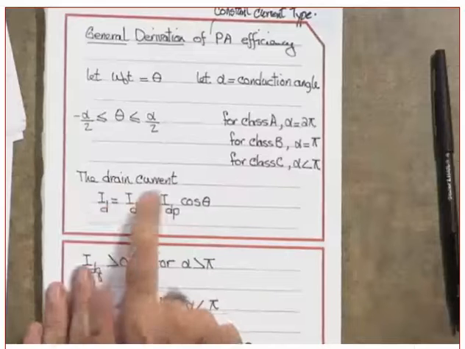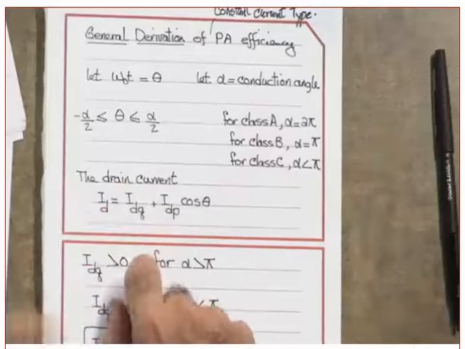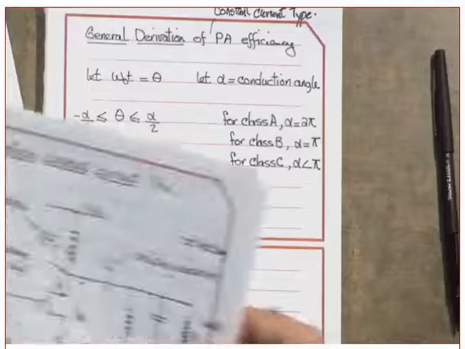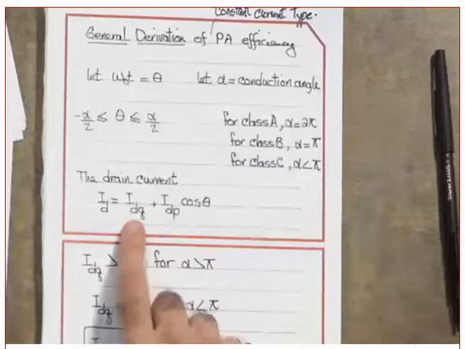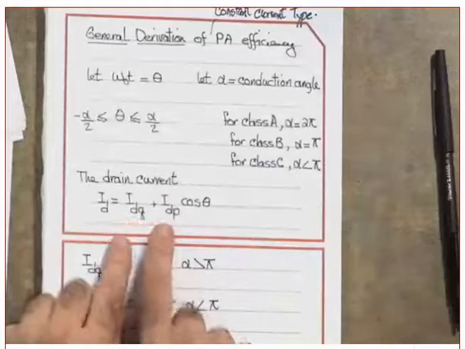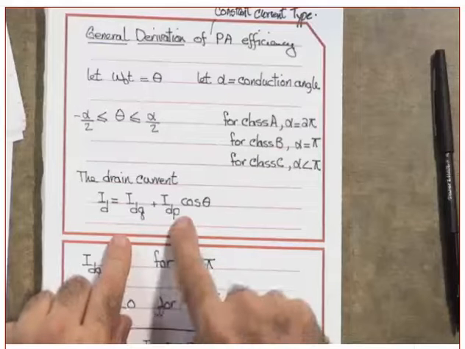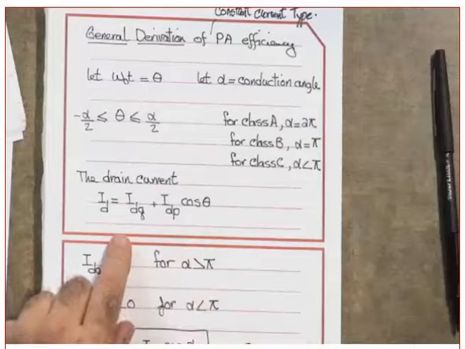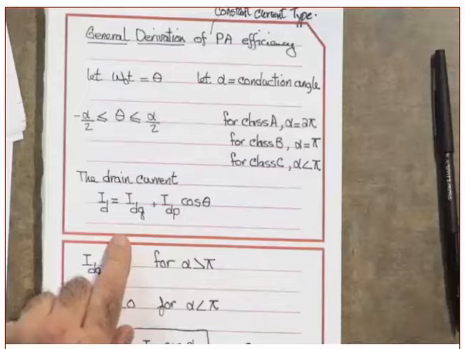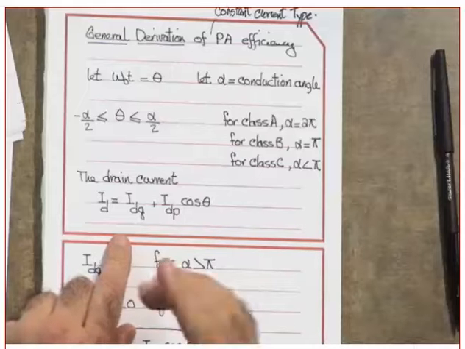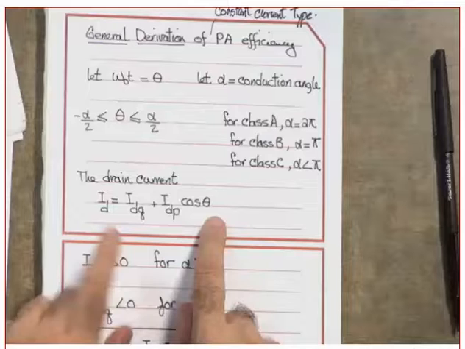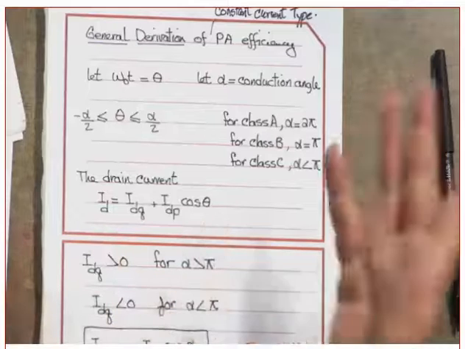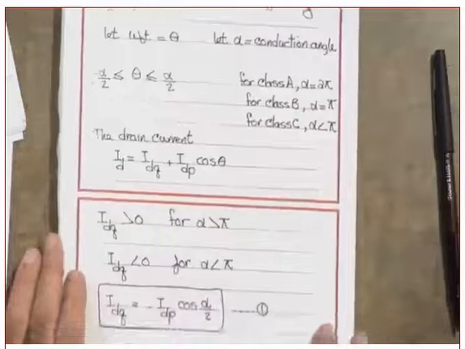Now, help me. What is the drain current? I'm using this general equation. This is the drain current. It's IDQ plus IDP. One more time, what is IDP? It's the peak drain current. IDP times cosine theta. Did you get this or not? Cosine theta means cosine omega naught t. I just write cosine theta.